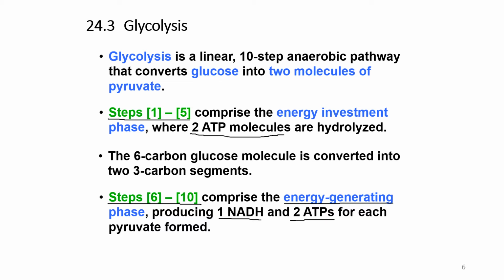So the energy investment phase uses 2 ATP, and the energy generating phase produces a total, let's say, of 4 ATPs. However, we use 2 here, so we net 2 ATPs for the catabolism of 1 glucose molecule.